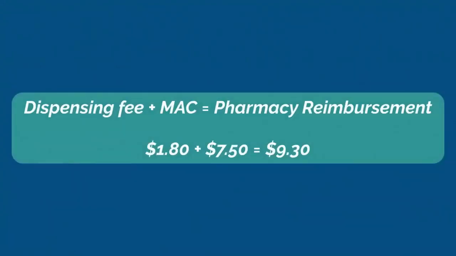So here we see our dispensing fee was $1.80. Our maximum allowable cost that the insurance would pay us was $7.50. When we add those two together, we get $9.30 for our pharmacy reimbursement for this generic drug.